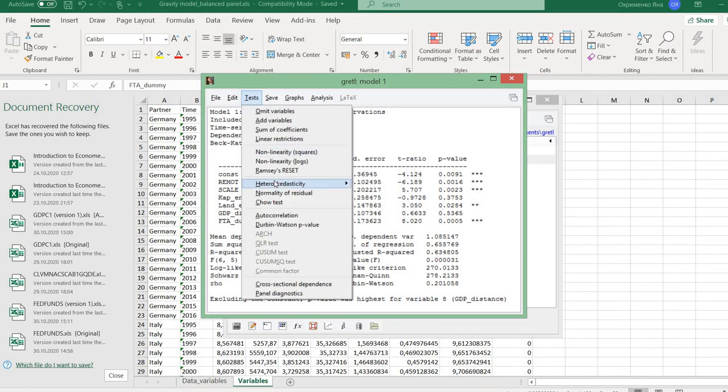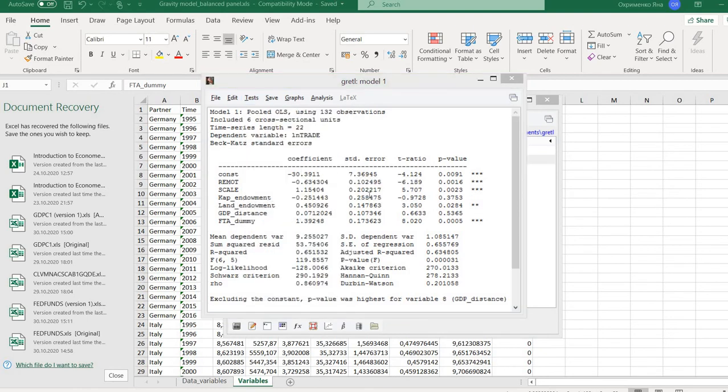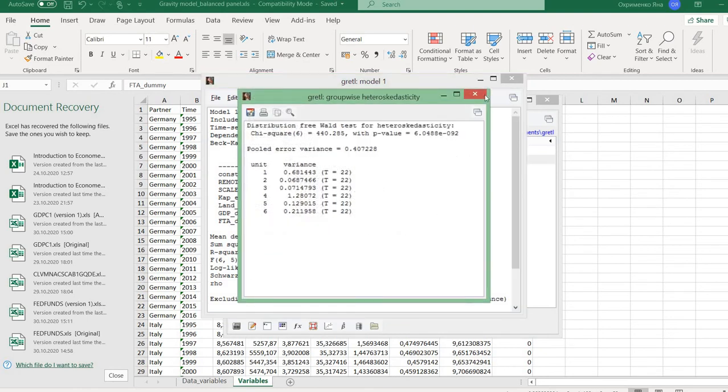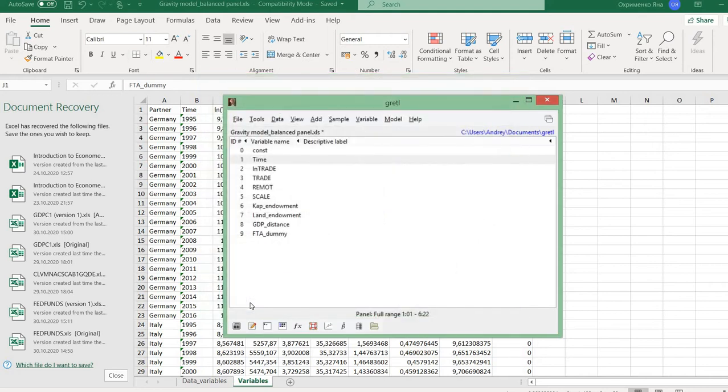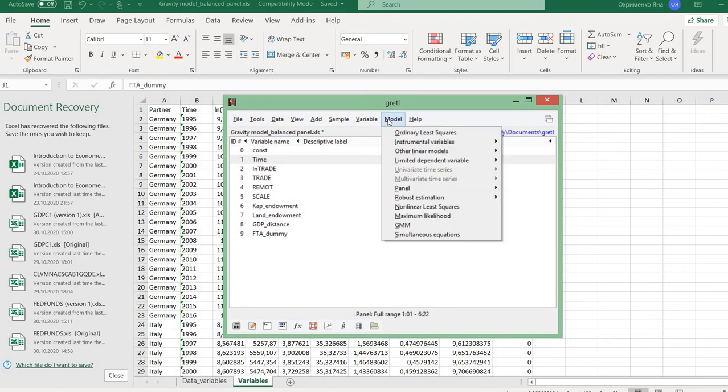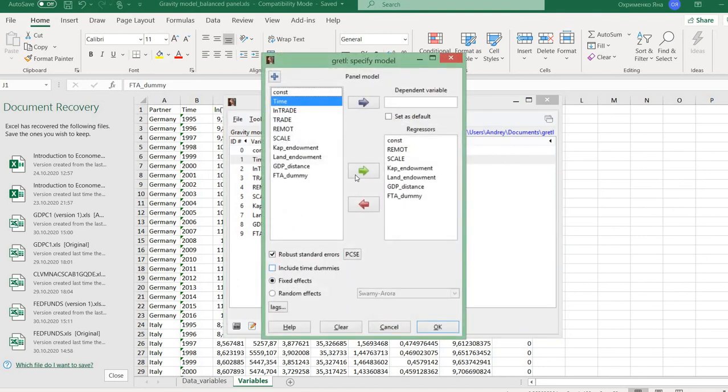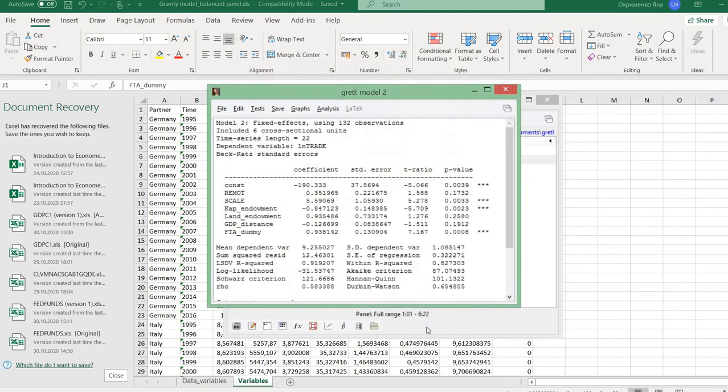Probably, yes, we have a heteroscedasticity problem and so on. So you've got the idea. If you estimate the model using OLS estimation, it's not going to end up well. So I suggest using the fixed effects model, because the fixed effects model was specifically designed to cope with the heteroscedasticity problem. It will not solve all of your problems, but the results will be more reliable anyway.